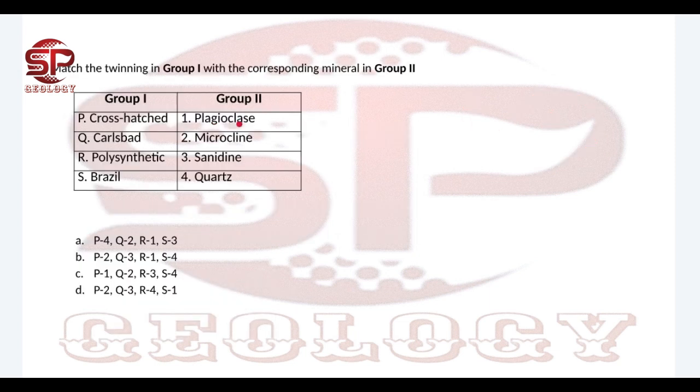Next question, we have to compare these twinning and their examples. So cross-hatch twinning, it is a characteristic of microcline. Then Carlsbad, it is a characteristic of orthoclase, say sanidine, the polymorphs of orthoclase. Then polysynthetic or lamellar twinning, it is a characteristic of plagioclase. Then Brazil, it is quartz. So cross-hatch microcline, P will be 2, Carlsbad, sanidine, Q will be 3, R is 1, S is 4. B option.